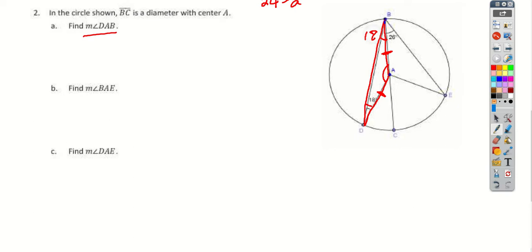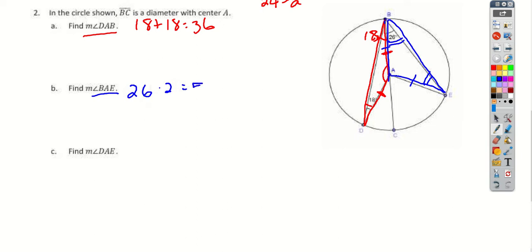And so this is also 18 degrees for the angle measure. And then we can just figure out the measure of angle DAB is essentially 18 plus 18, which is 36 degrees. So the other angle is angle B, which is this angle. And then likewise, these two sides are equal. So these two base angles are equal. So if one is 26, so is the other one. So 26 times 2 is 52. And that's the measure of angle BAE.